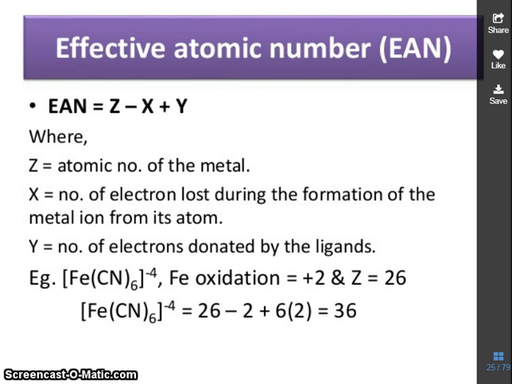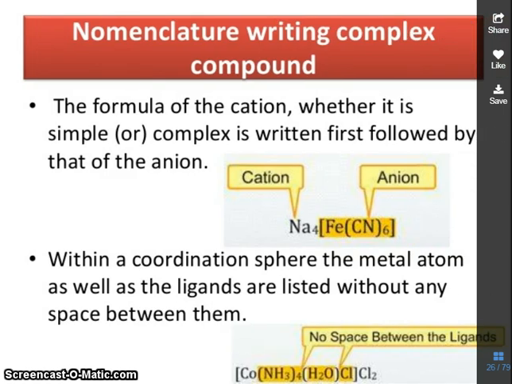Now friends, nomenclature for writing complex compounds. The formula of the cation, whether simple or complex, is written first, followed by that of the anion. You can see the cation and the anion. Within a coordination sphere, the metal atom as well as the ligands are listed without any space between them. So no space between the ligands. Just remember it: different types of ligand, no space.